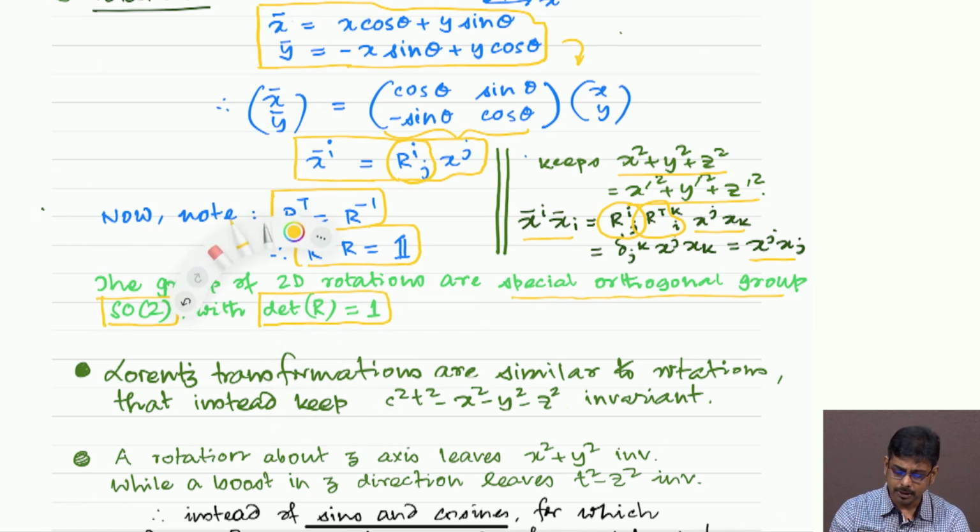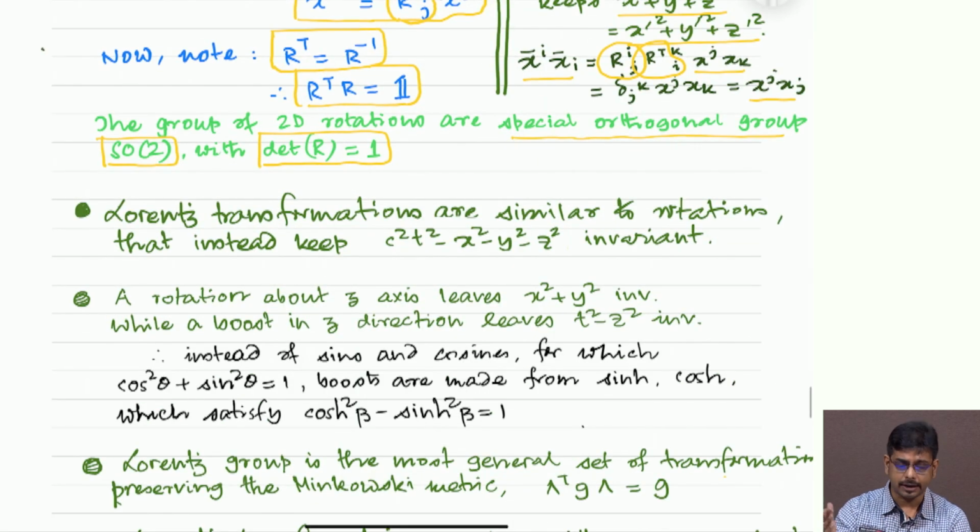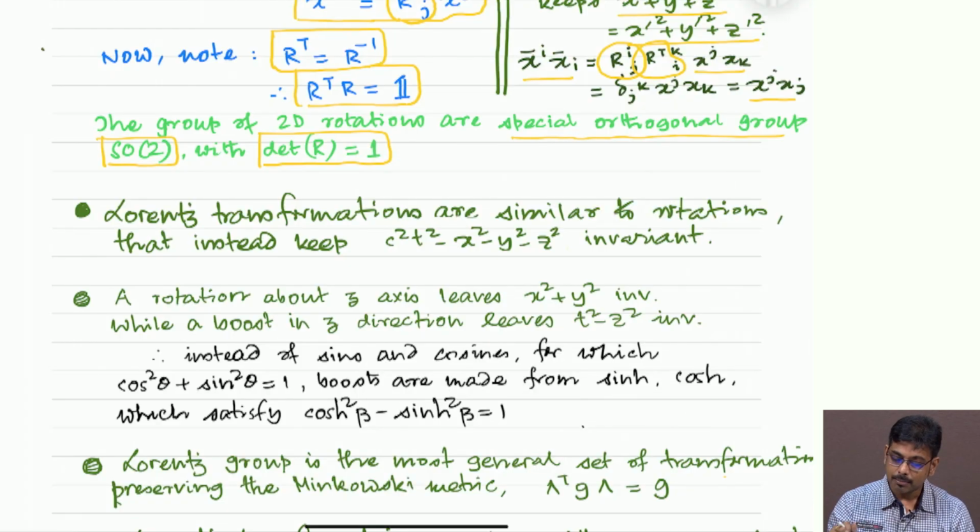Now, I am going to give you a brief of this group theory later. So, this was the rotation. Now, what does the Lorentz transformation do? Lorentz transformations are similar to rotations, but instead of keeping just x square plus y square plus z square invariant, it keeps ct square minus x square minus y square minus z square invariant. Remember, this is the one with which we actually got this transformation on board.